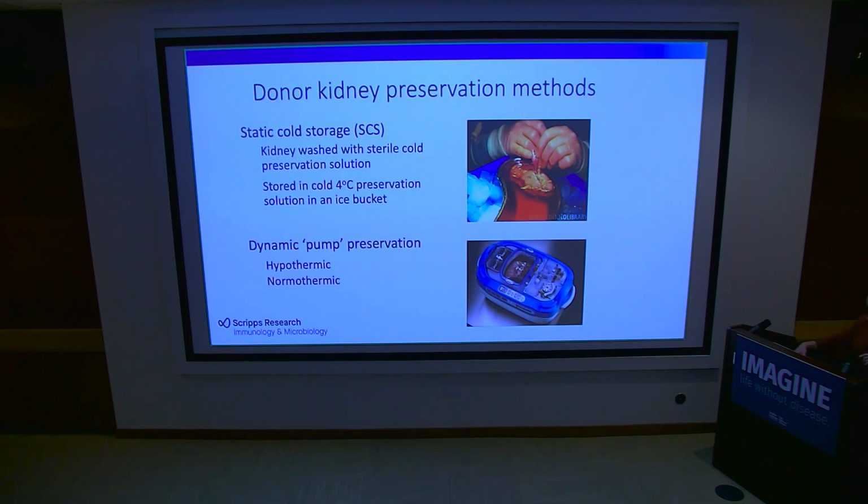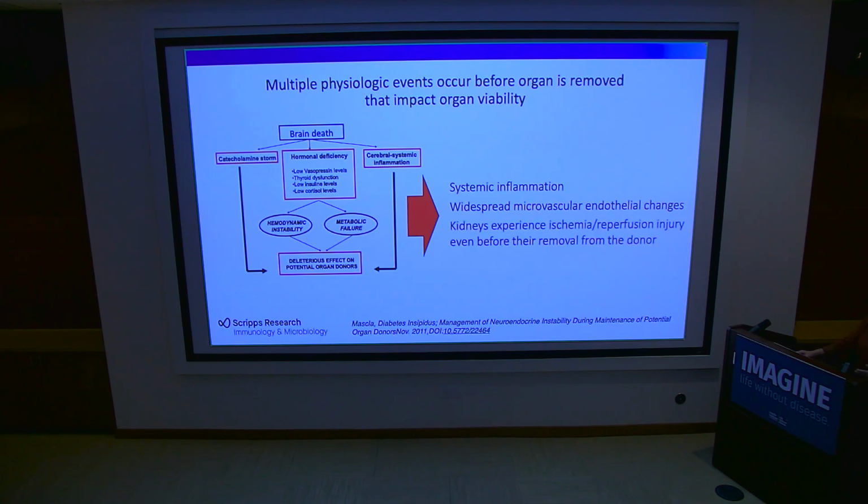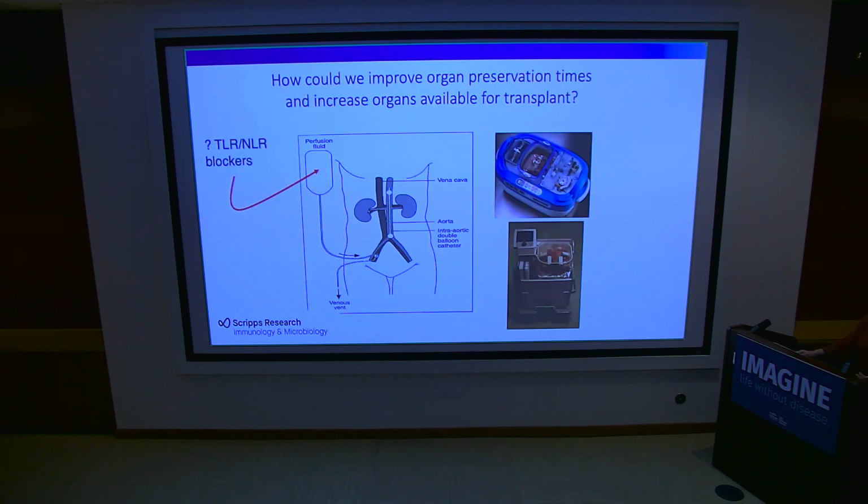So we know that, as Erica mentioned, there's multiple physiologic events that are occurring in a deceased donor, even way before that organ's removed. There's a lot of systemic inflammation, microvascular changes, and kidneys and all organs experience some ischemia reperfusion injury prior to even removing the organ, which worsens the ischemic injury. And so one thought is, it certainly makes sense that you might be able to treat the whole donor with TLR, NLR blockers, or whatever you're going to use.